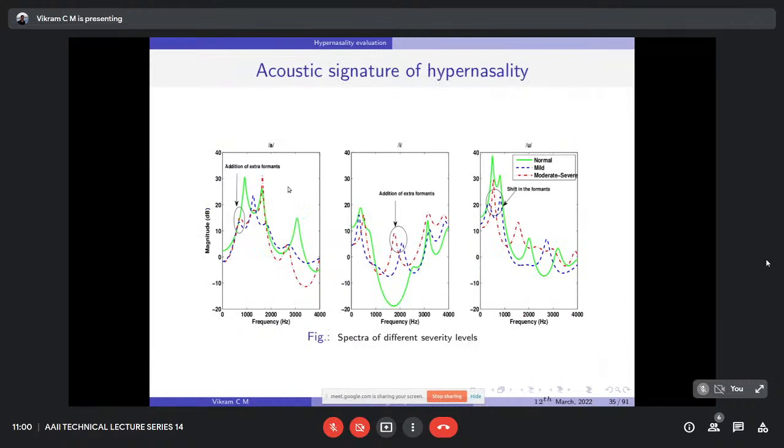Suppose these are some acoustic features we explained here. One for the normal, mild, and moderate to severe. Moderate to severe means the ratings of 7-point or 6-point. Mild means around a 1 to 2-point rating. So there are some acoustic feature deviations we can see here.